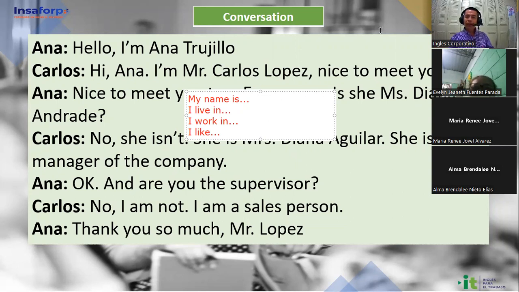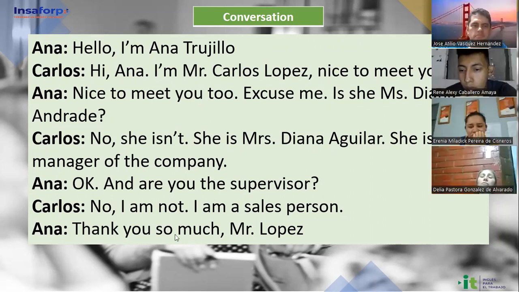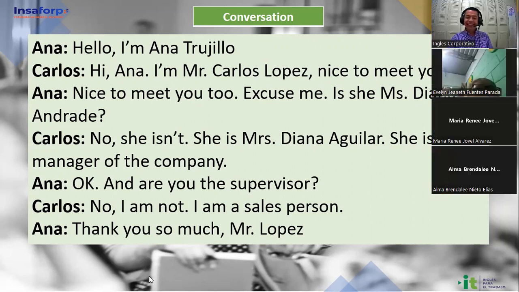Class, repeat after me. Ah, sorry, I will repeat the rules. Voy a repetir las reglas de INSA 4, ya que Evelyn, pues, no estuvo en toda la clase ya. Siempre hay que poner el nombre completo, así como lo ha puesto Evelyn, miren. Evelyn Janet Fuentes Parada. Excelentoso, Evelyn. Ok, micrófono encendido. Ahí, perdón, apagado. Micrófono apagado. Y con su cámara encendida, ¿verdad?